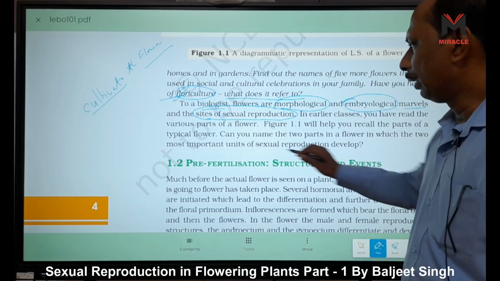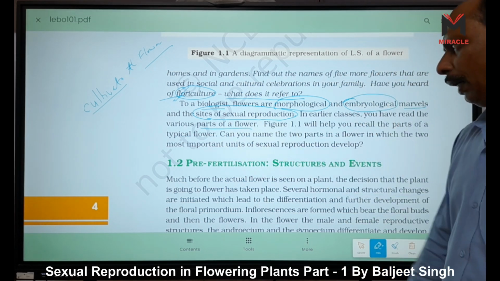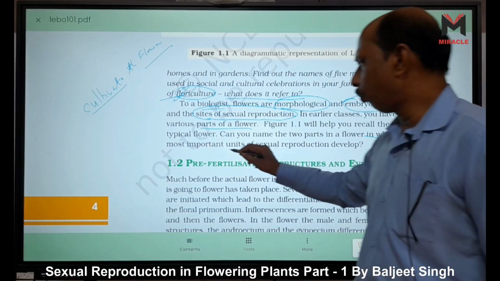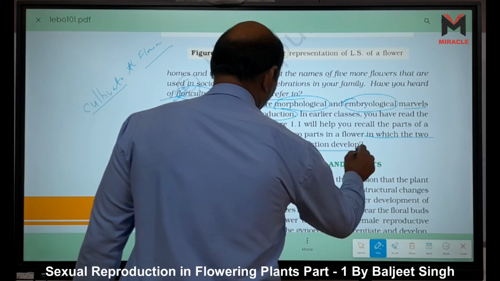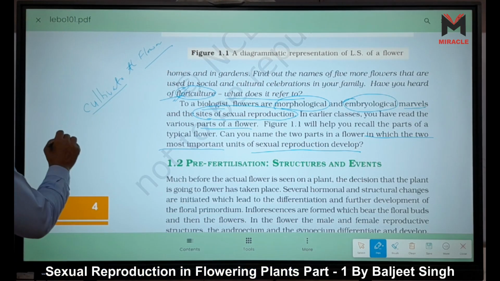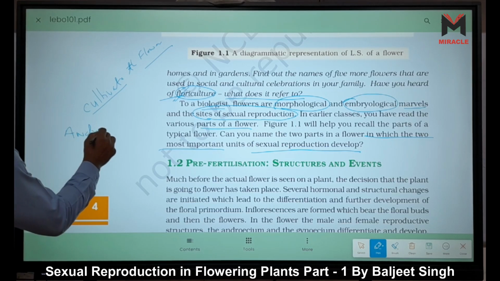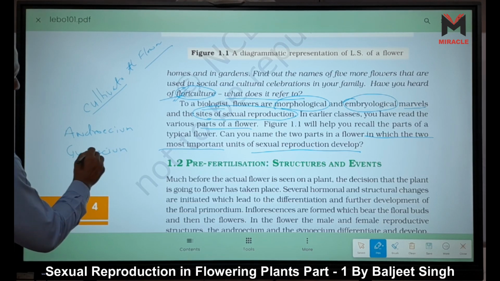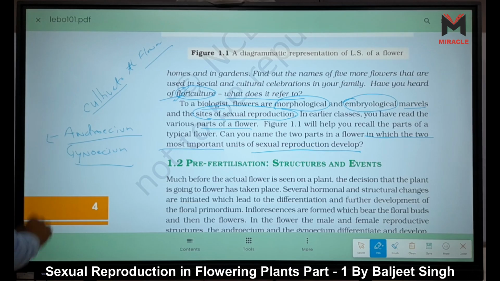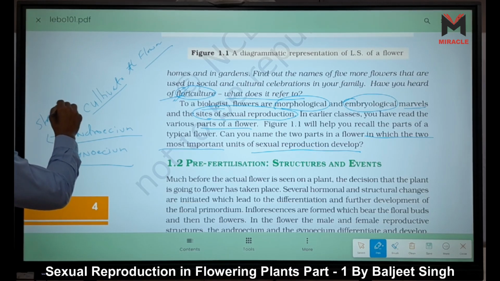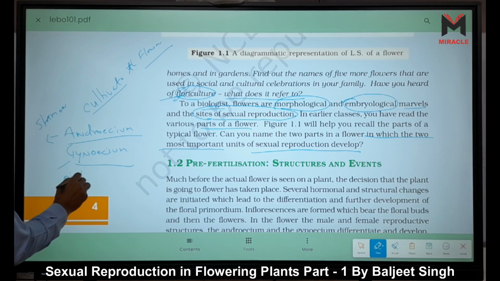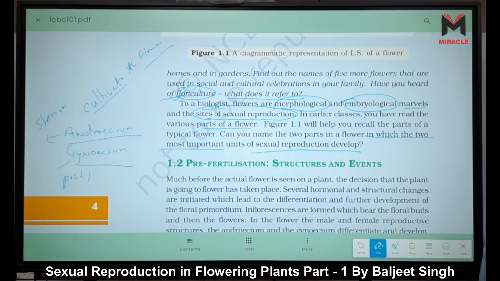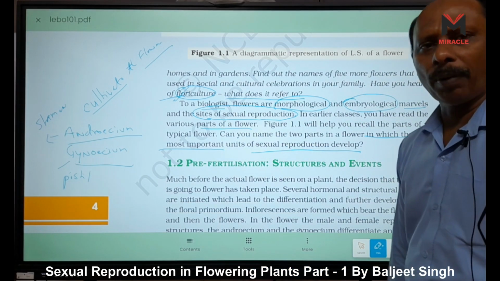In earlier classes, you have read the various parts of the flower. A figure is given here, right? Now here, can you name the two parts in a flower in which the two most important units of sexual reproduction develop? One is the Androecium and another one is the Gynoecium. Commonly, Androecium is called stamen and Gynoecium is also called pistil, right? These are the most important sexual reproductive parts. The others, calyx and corolla, or we can say petals and sepals, are the accessory parts of the flower, right?